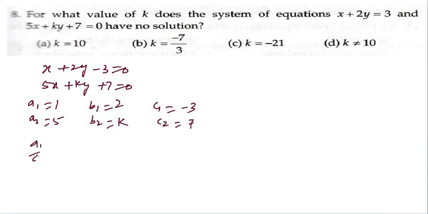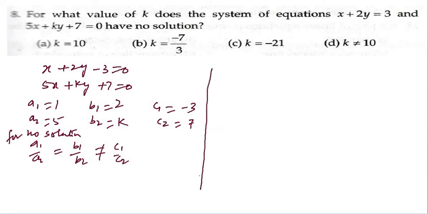So we want to find a1 upon a2. It has no solution, so for no solution we have to write here. For no solution, what is the condition? For no solution, a1 upon a2 is equal to b1 upon b2, but does not equal c1 upon c2. Now put the values. a1 is 1 and a2 is 5, equal to b1 is 2 and b2 is k.